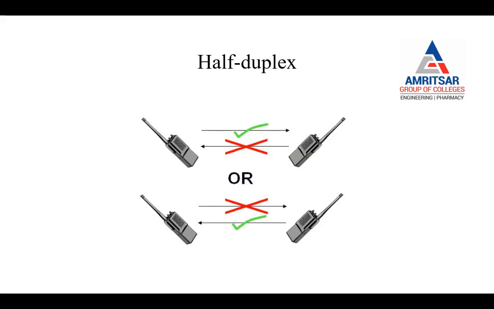So this type will be used in communication in which there is no need to respond at the same time. For example, the biggest example in this case is the walkie-talkie. In that case, we just say, okay, over, now you can say anything. So this is the way to communicate in the case of half duplex.